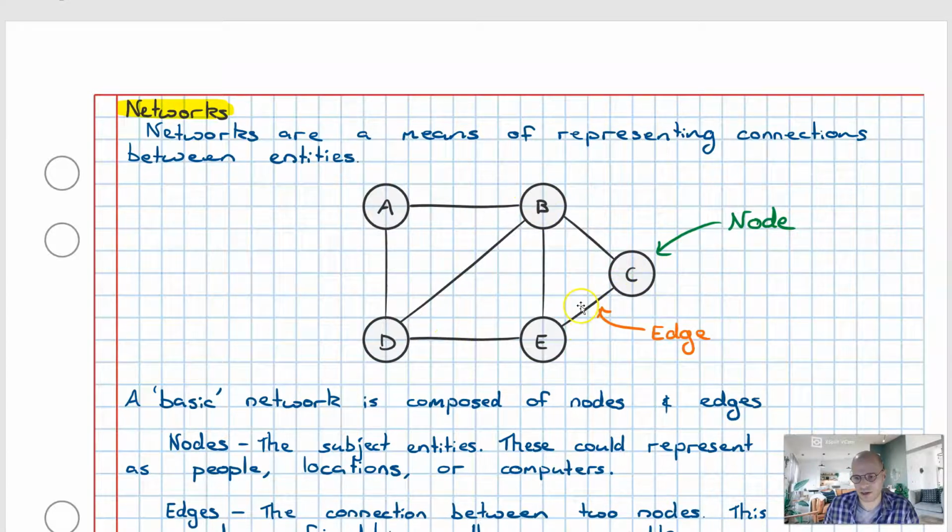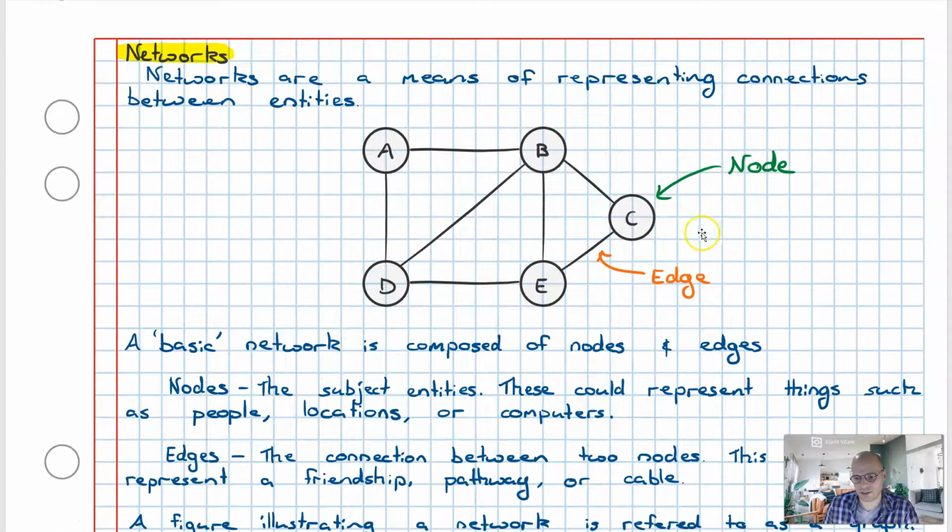Now, in the context of this diagram here, a node can take on any number of entities. Such entities could include things like people, locations, or simply computers. Now, if the nodes represent such abstract entities, then the edges themselves represent the relationships between the nodes. In the case of the nodes representing a person, the edge could represent a friendship or a relationship. If the node happens to be a location, then the edge could represent, say, a pathway or a roadway between two towns. And finally, if the node represents a computer, then the edge itself could represent a connection like a network cable or a Wi-Fi connection.